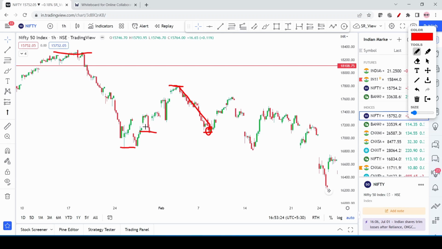Because we have one more minor swing and then it started going down, and one more swing low we have, and exactly from there it started taking support and moving here. So these are the different swing highs or swing lows where it usually takes the turns, right? The change in direction will happen.